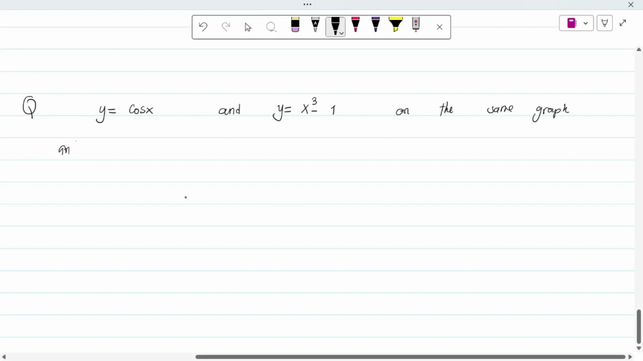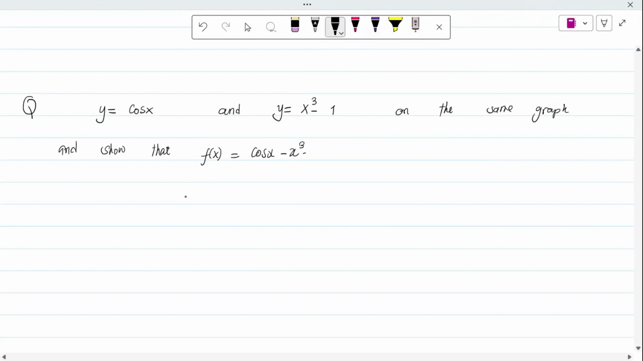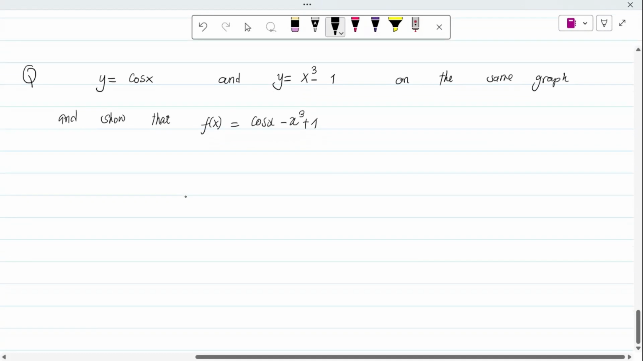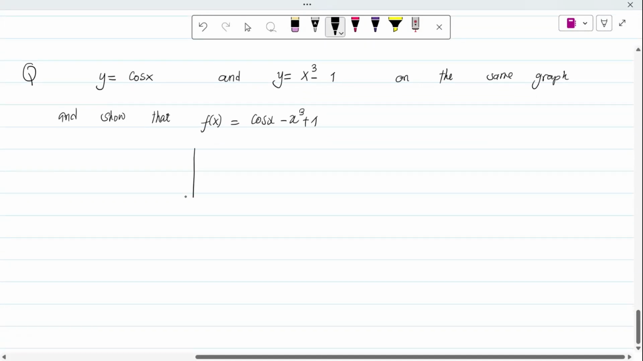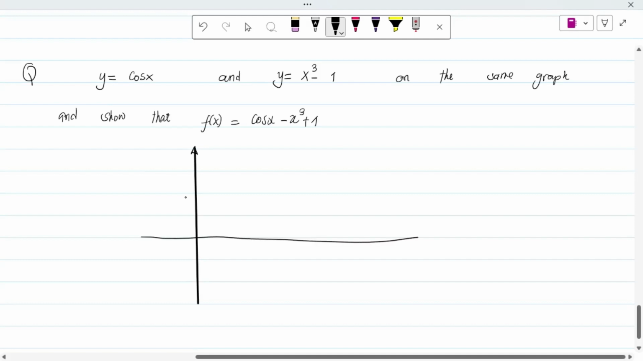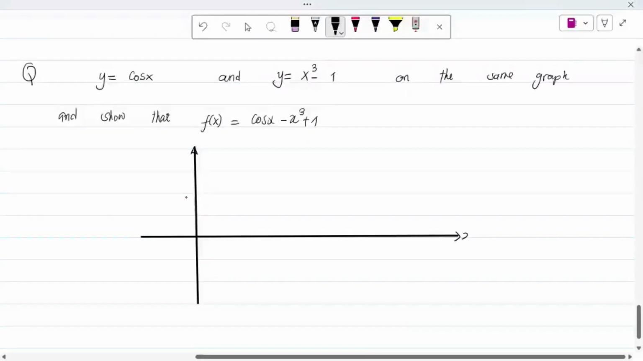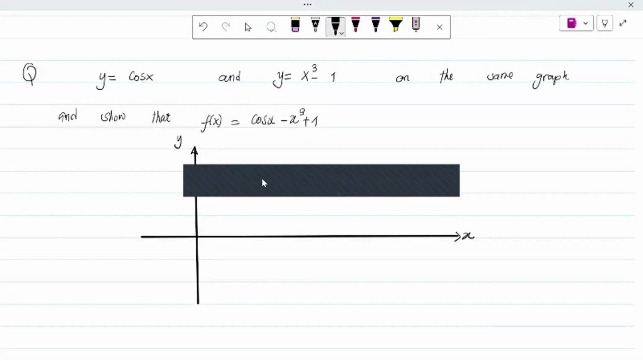And show, okay, we have to show that f of x is equal to cosine of x minus x cubed plus 1. Okay, so let me just sketch the xy coordinate system. So this is the y-axis. This is the x-axis. Okay, so first of all, I'm going to sketch cosine of x.